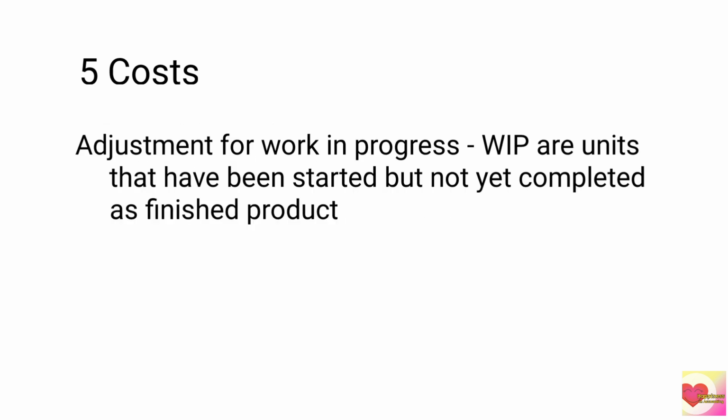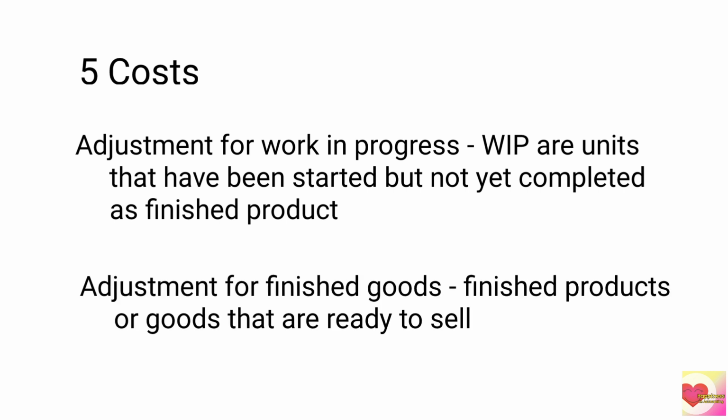Next is adjustment for work in progress or WIP. WIP are units that have been started but not yet completed as a finished product. And the last is adjustment for finished goods. These are the finished products or goods that are ready to sell. These costs are what we need in completing each stage of a manufacturing account.